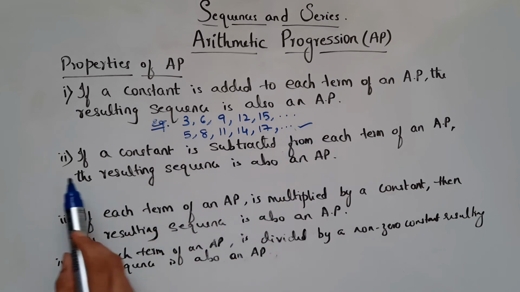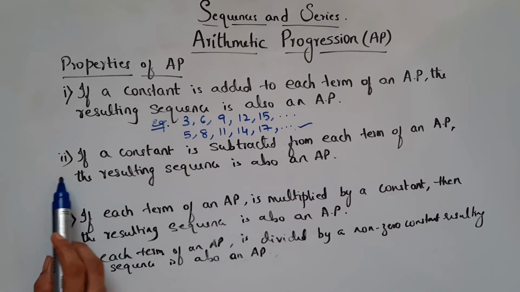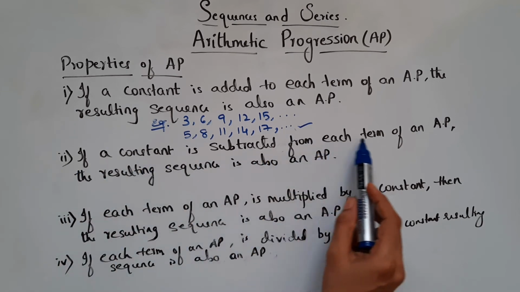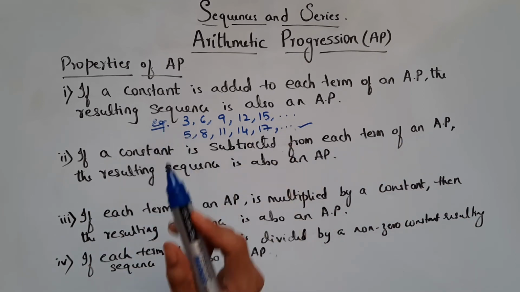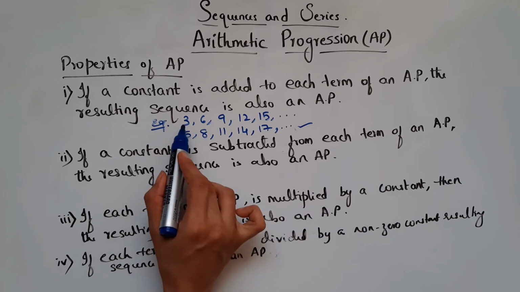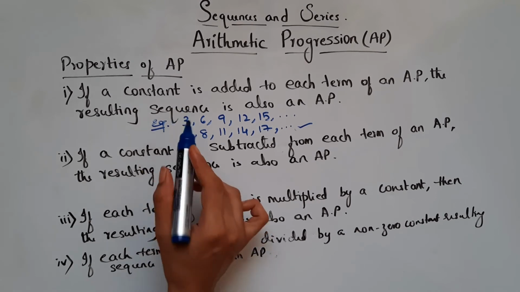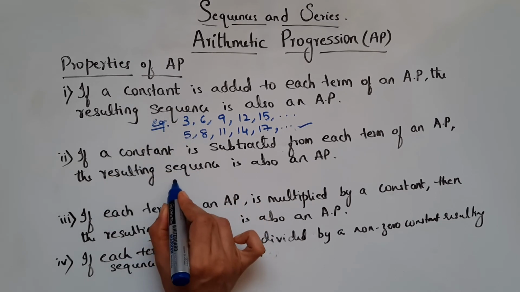Now let's move on to the second property. Here it says if a constant is subtracted from each term of an AP, the resulting sequence is also an AP. Let's take the same example. Now if you subtract any constant number, let's say 1. So 3 minus 1, 2, right?